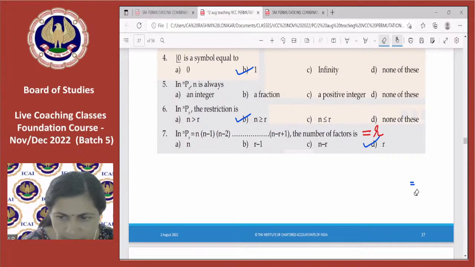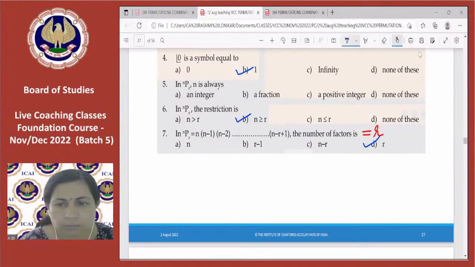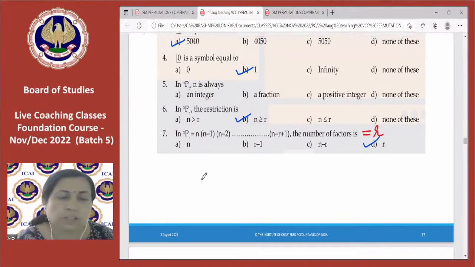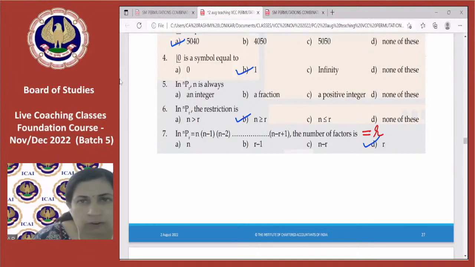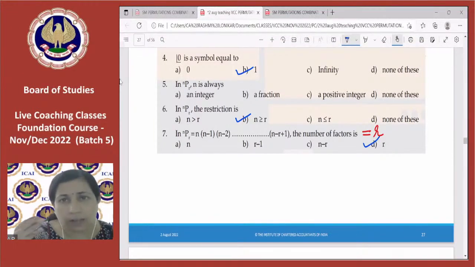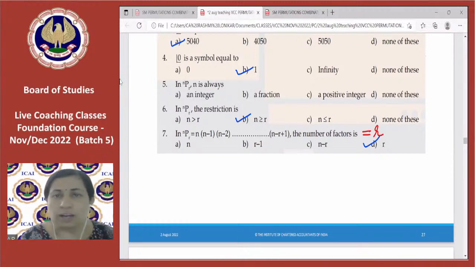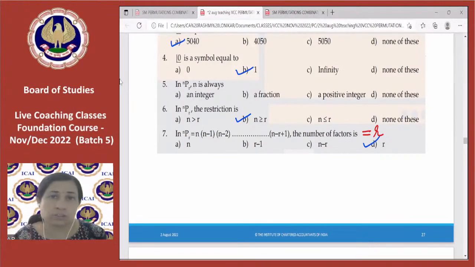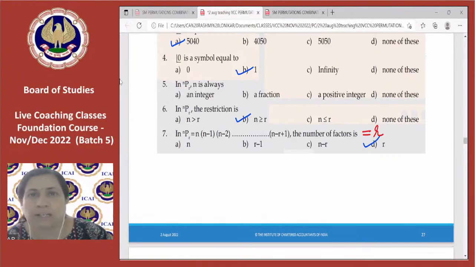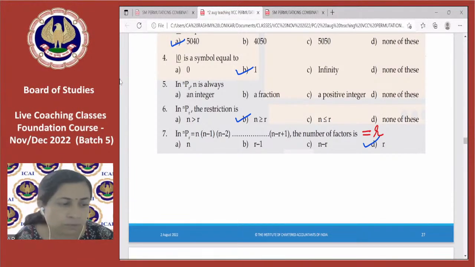In these sums, usually you should know this so that you don't spend time. I'm just trying to explain that whenever this question comes in nPr, you must know what the number of factors is. I'm showing you by an example so that once you have understood a concept, you don't have to mug it by heart. This example is there for your understanding.